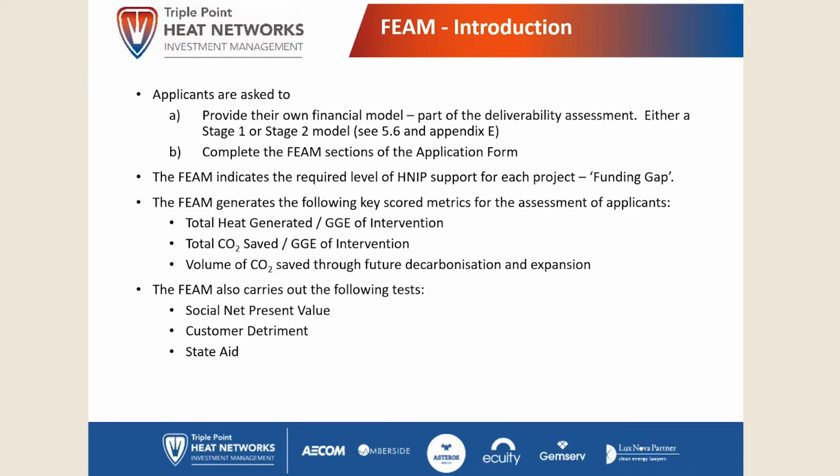It also carries out a couple of other tests that aren't scored, but that are kind of pass-fail tests. So there's a social net present value test, which I'll talk about in a second. There's a customer detriment test that tries to recognise that particularly residential and social residential customers shouldn't pay more under the heat network scheme, particularly under a heat network scheme supported by government, than they currently pay.